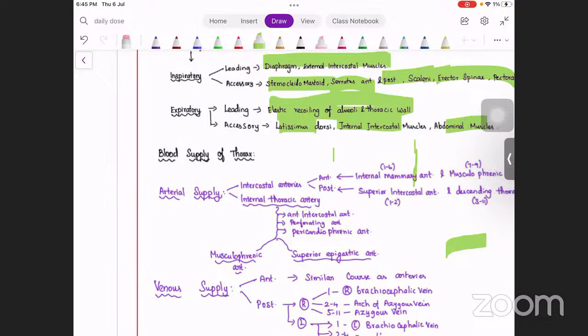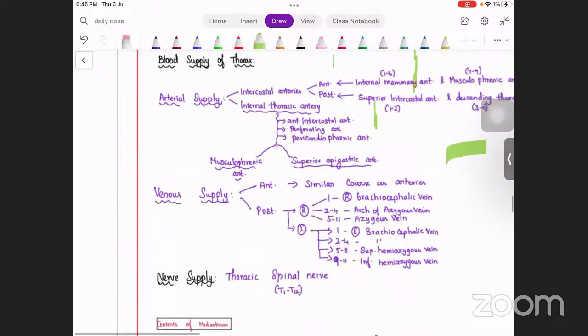All of the following are accessory inspiratory muscles, except... All of the following are accessory expiratory muscles, except... These might be the questions that may come to you. Okay, then you have the blood supply of your thorax.